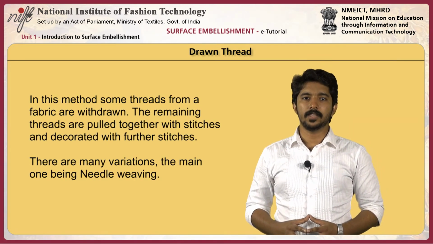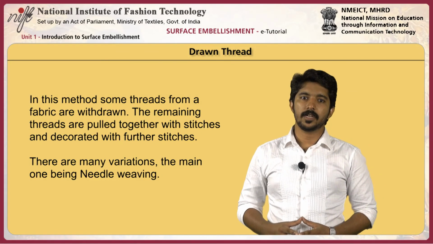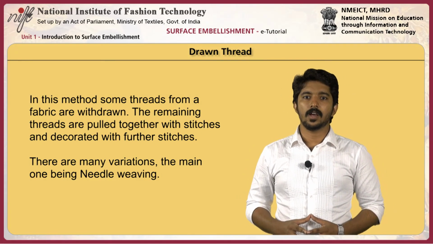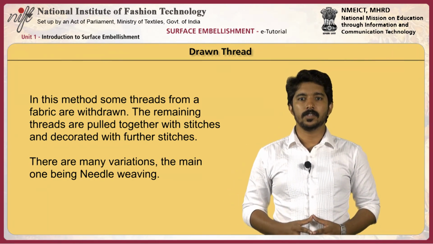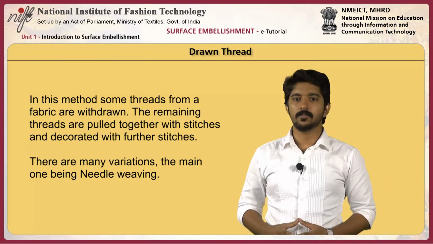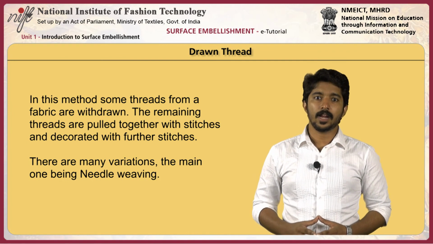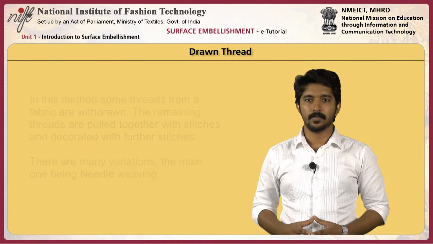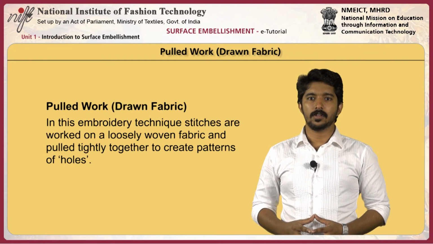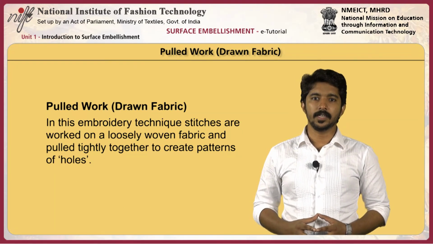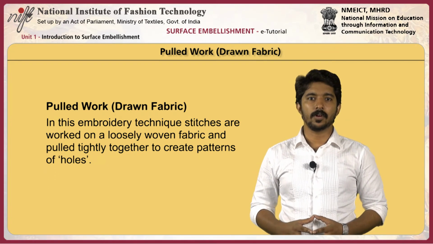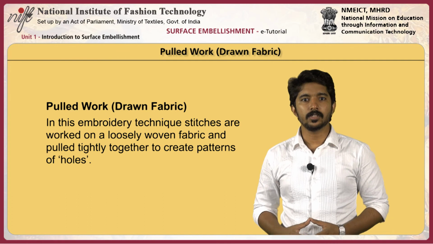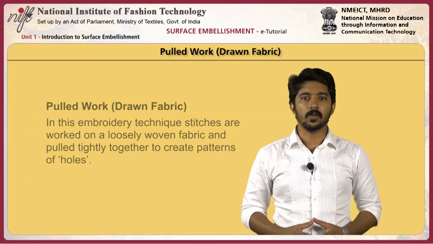In the drawn thread method, some threads from the fabric are withdrawn. The remaining threads are pulled together with stitches and decorated with further stitches. There are many variations, the main one being needle weaving. In the pulled work or the drawn fabric embroidery technique, stitches are worked on a loosely woven fabric and pulled tightly together to create the holes.